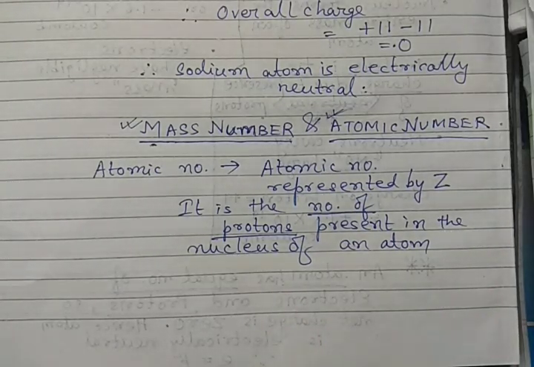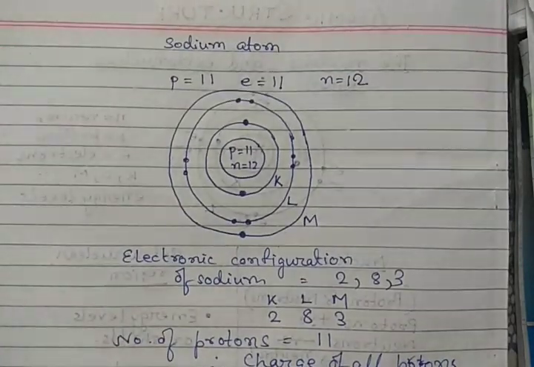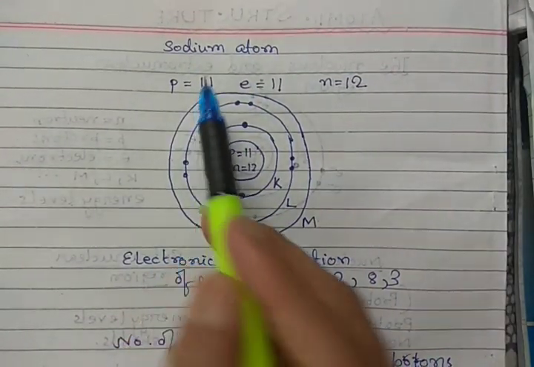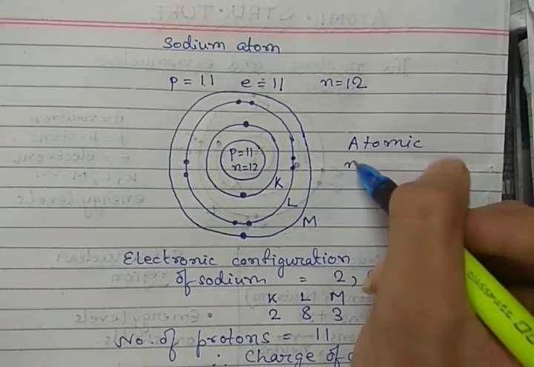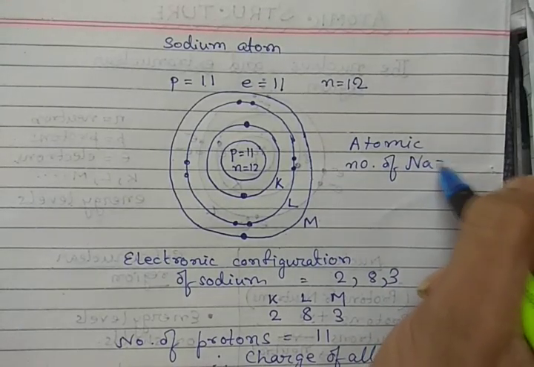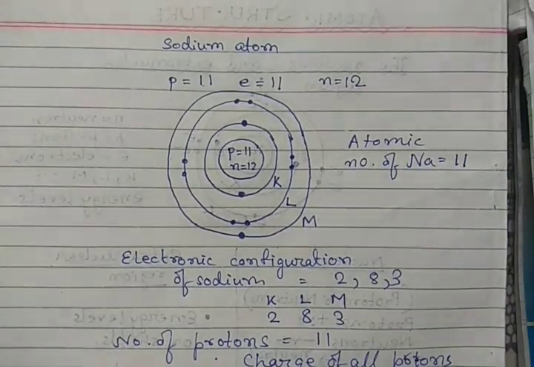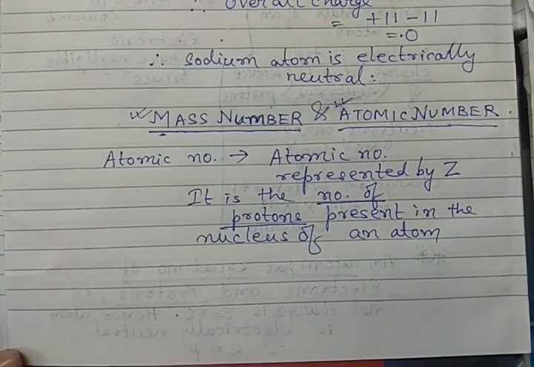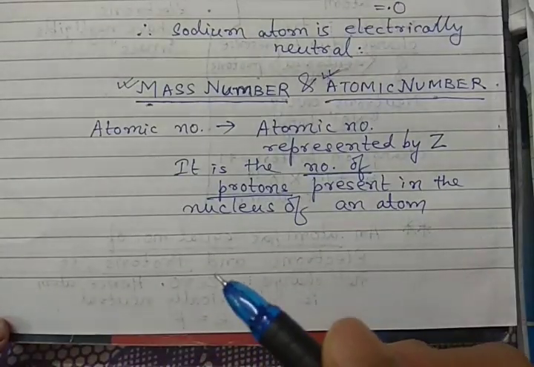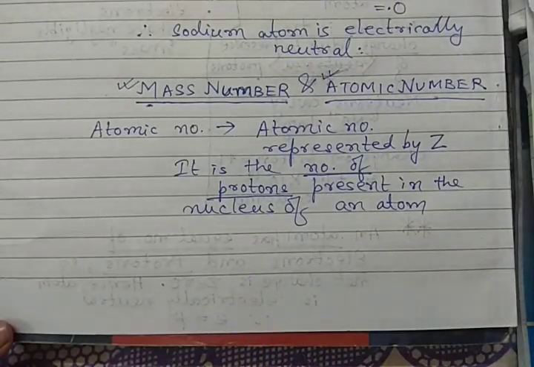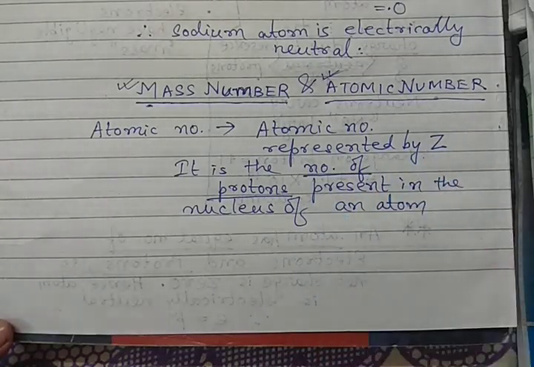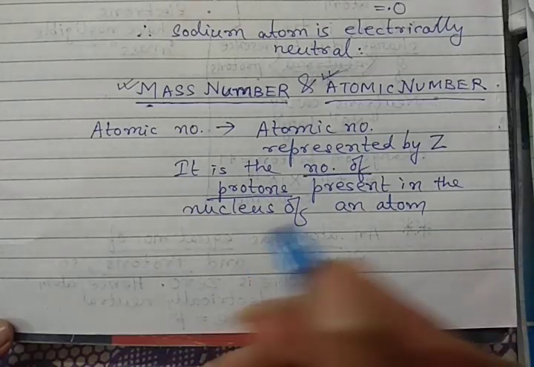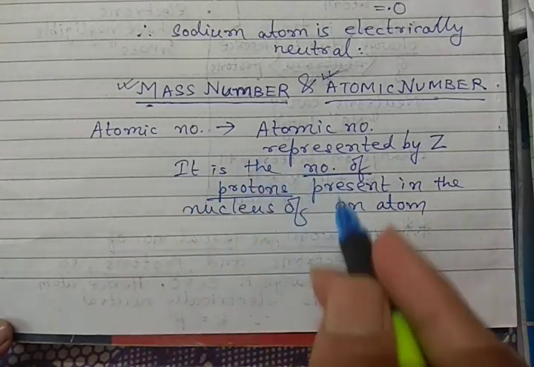So what is the atomic number of sodium? Sodium has 11 protons in its nucleus, so the atomic number of sodium is 11. This is very important. Since atom is neutral, number of protons is equal to number of electrons. That means for an atom, mind it, we can consider atomic number as both number of protons as well as number of electrons. But as soon as an atom loses or gains electrons, the atom does not remain neutral anymore.